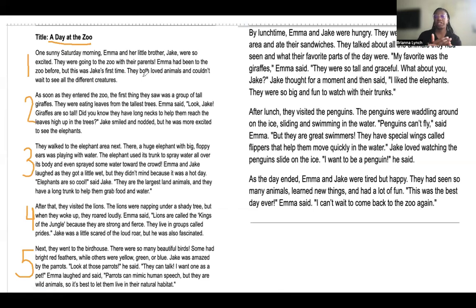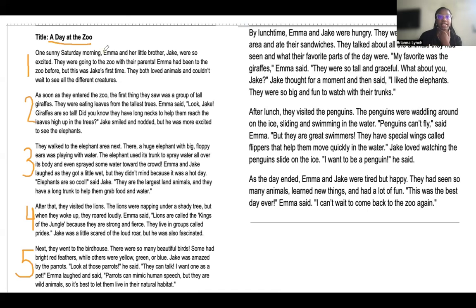So where did we see this? We saw that in the beginning of the story. So I will start with paragraph one because I know that it had to take place in the beginning of the story. So, one sunny Saturday morning, Emma and her little brother Jake were so excited. They were going to the zoo with their parents.